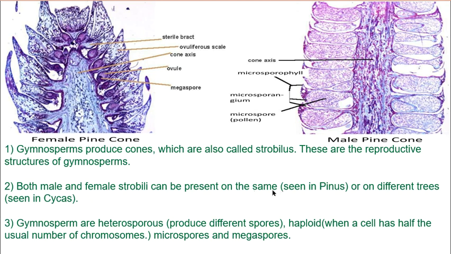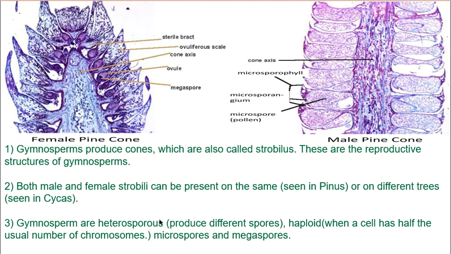When they are present on the same tree, as in pine trees, we can see both male and female cones on the same tree. And on the cycas tree, we can see that the cones are present on different trees. Now, gymnosperms are heterosporous. What is the meaning of heterosporous? It means different spores. Two different male and female spores are produced by gymnosperm plants. In the haploid stage, when a cell has half the usual number of chromosomes, microspores and megaspores are generated. This much is clear to you.